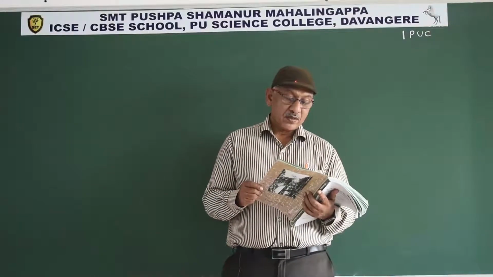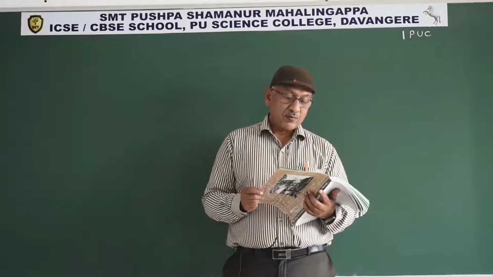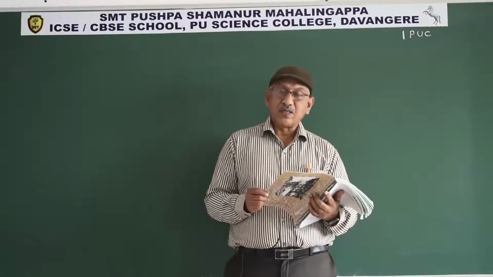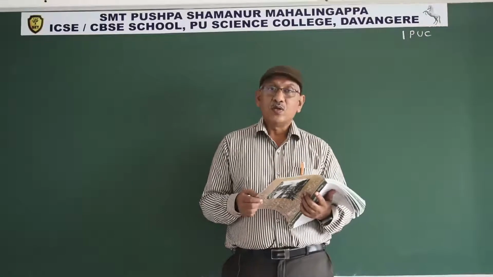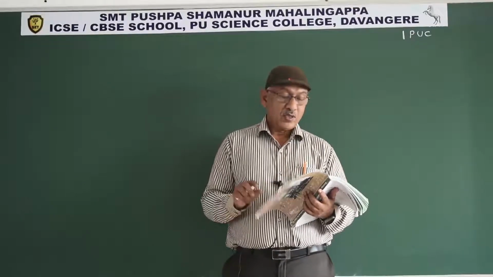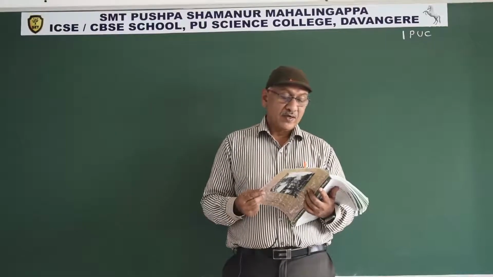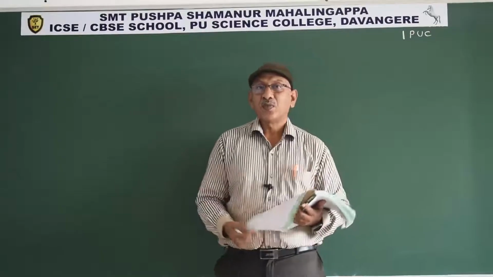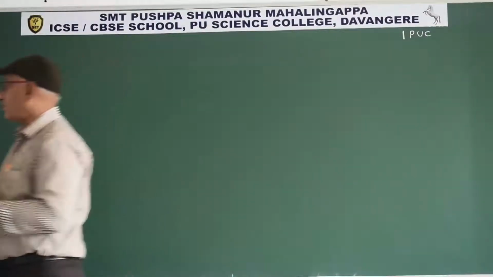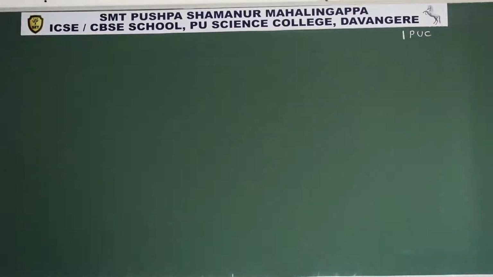Briefly describe the structure of the following: brain, eye, ear. First question, page number 329. So no need to read eye and ear, only brain. Briefly describe the structure of the following. So you have to describe the structure of brain. We already discussed. Structure of the brain.